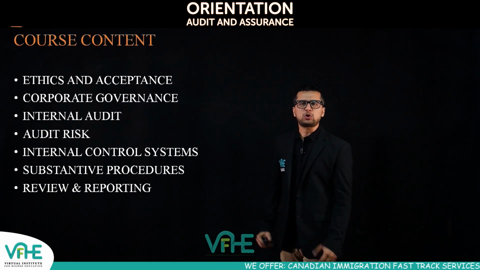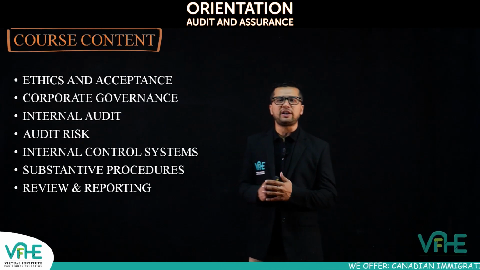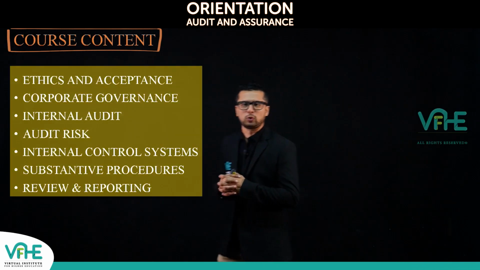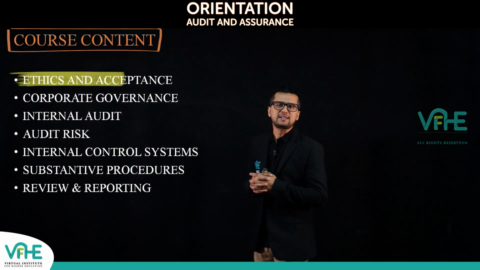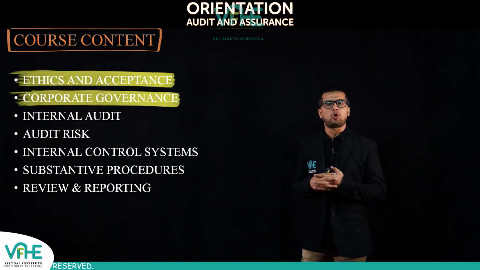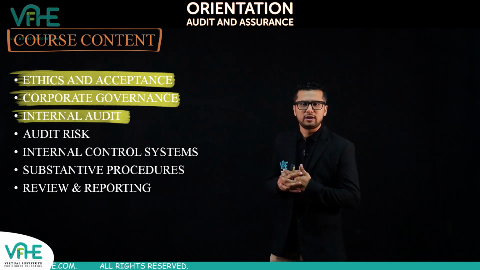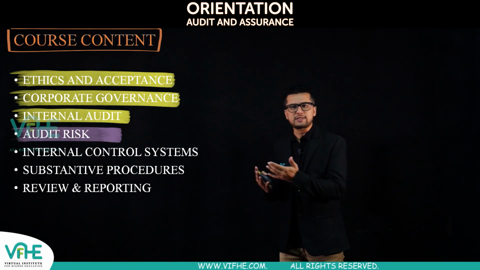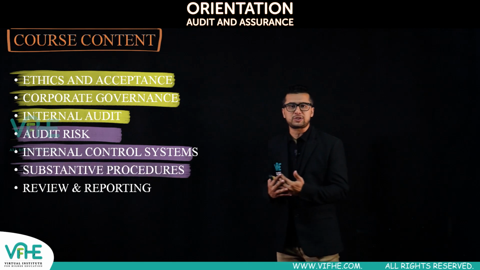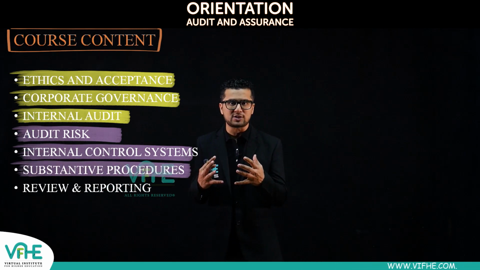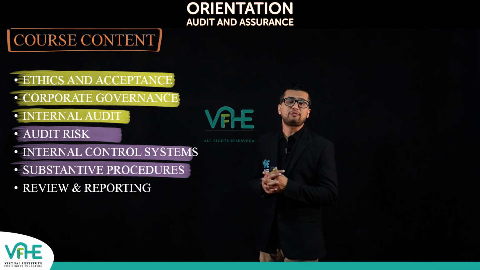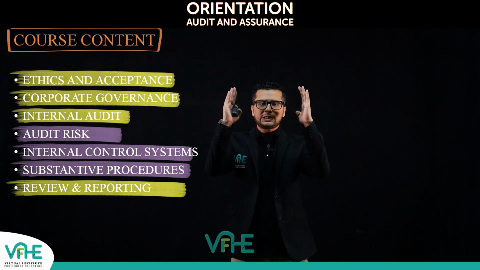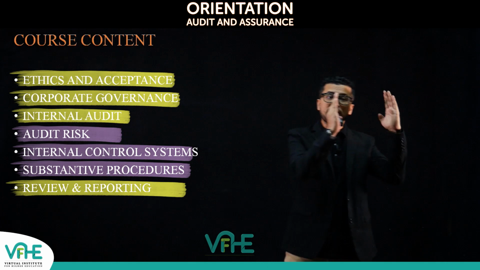Okay, let's start the course content. Let's explore what we have got in Audit and Assurance. We have 7 areas in total. The first area is ethics and acceptance. The second area is corporate governance. The third area is internal audit. Now, these 3 areas are the minor areas of the syllabus. Then comes audit risk, the internal control systems, and the substantive procedures. These 3 areas are the major areas of the syllabus. Last but not the least, we have another minor area, which is called review and reporting. So overall, we have 4 minor areas and 3 major areas.